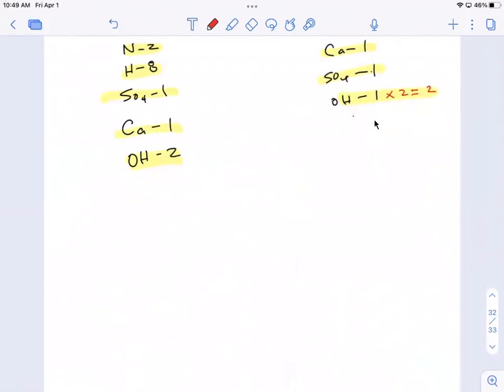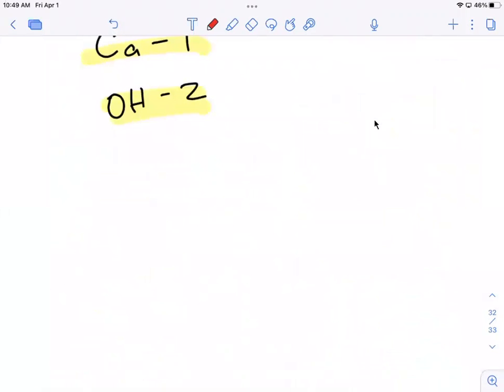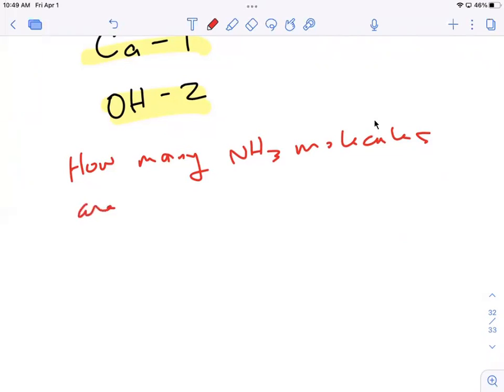We got a minute. Dog it. That's all right. We can still do it. How many NH3 molecules are produced from 4 moles of calcium hydroxide? Let's see if we can do this real quick, and then we'll end right here.